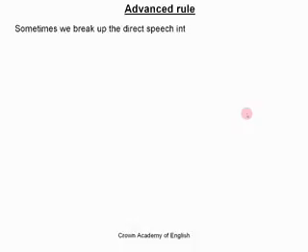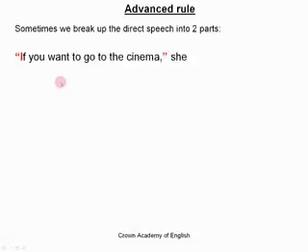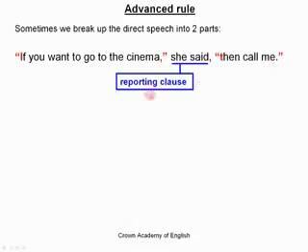Advanced rule. There is an advanced rule. Sometimes we want to break up the direct speech into two parts. Example. "If you want to go to the cinema," she said, "then call me." So we have two parts of the direct speech. Here and here. And in the middle is the reporting clause. So here we have put the reporting clause in the middle of the direct speech.